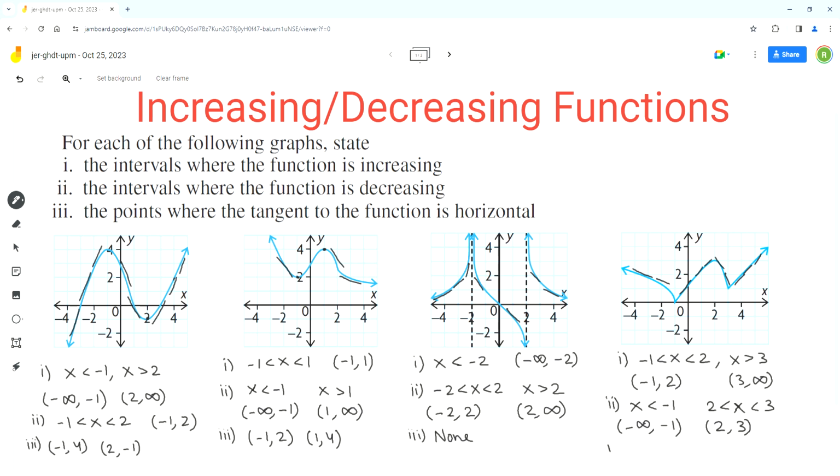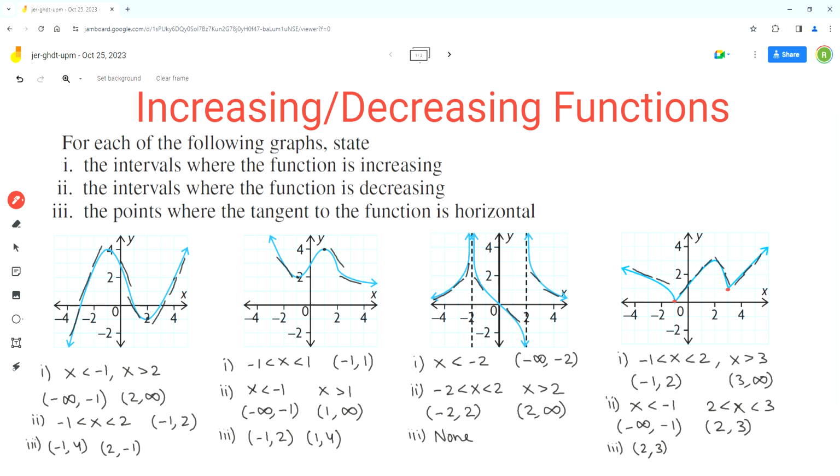Now we can identify the points at which the tangent is horizontal to the function. Now in this graph, there is one peak point at x equals 2, and that point is (2, 3). Now the other two turning points, so I'll highlight them. So the two red points are cusp points.